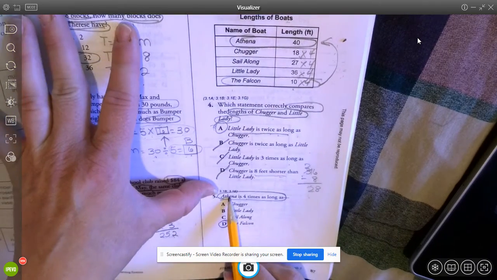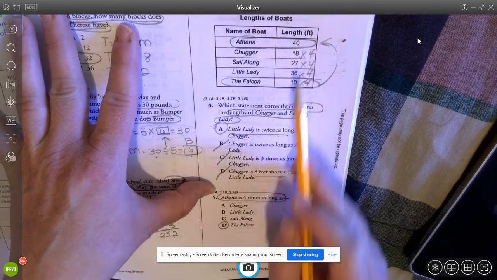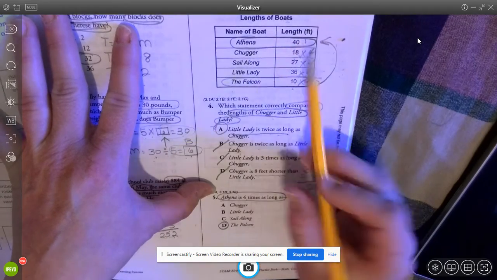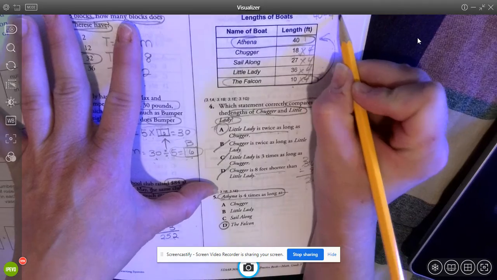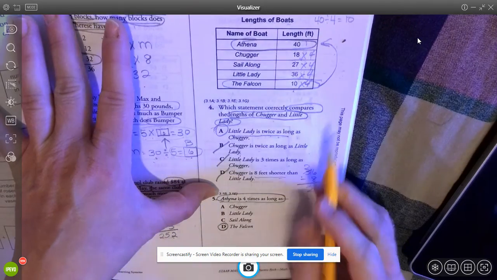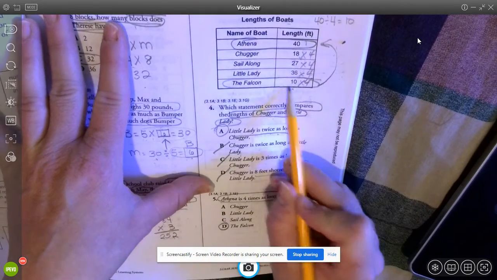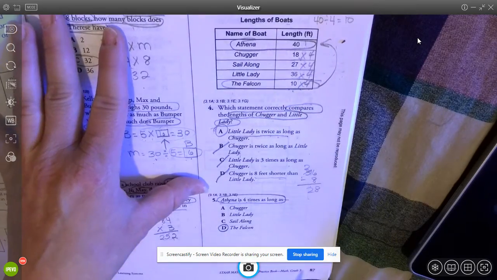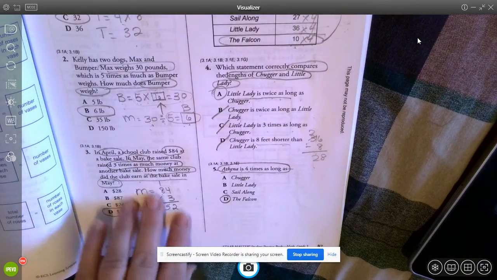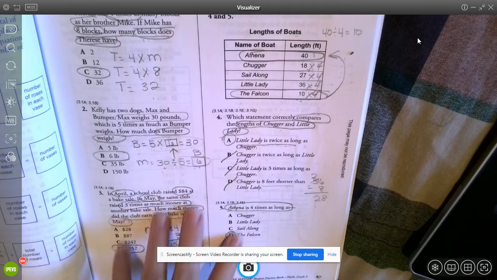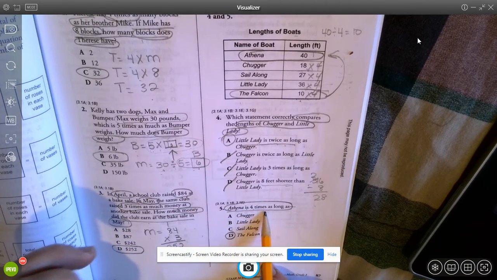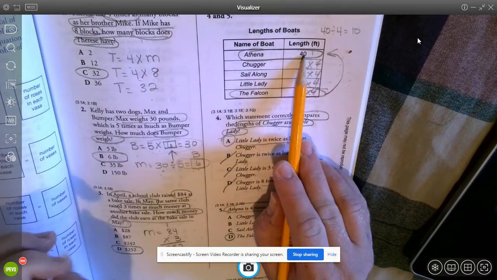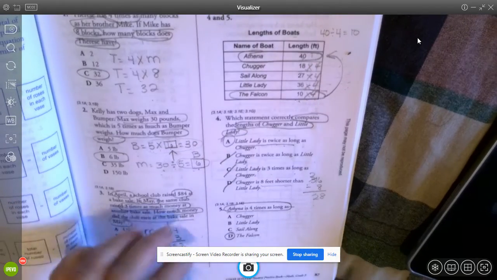So let's go back and make sure that's right. Athena is 4 times as long. Or you could also say 40 divided by 4, you get 10. Or fact families, 10 times 4 is 40. It is D. Okay, be careful on the wording. It can get a little confusing. If you already see that Athena is 4 times as long, that means it's bigger. So it's bigger 4 times as which one? Okay, so watch the wording.